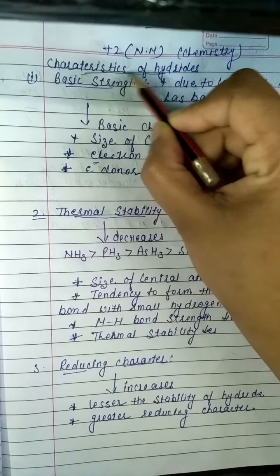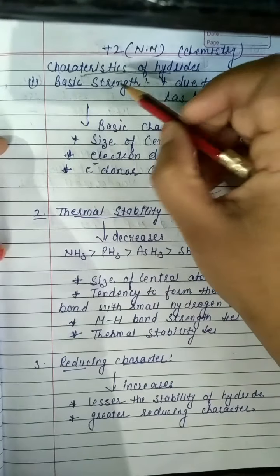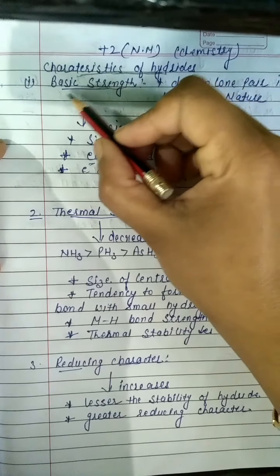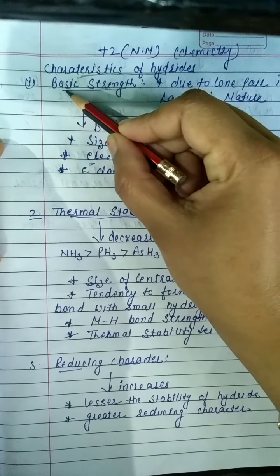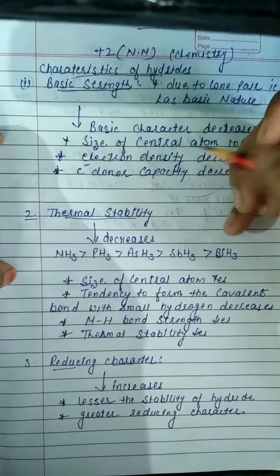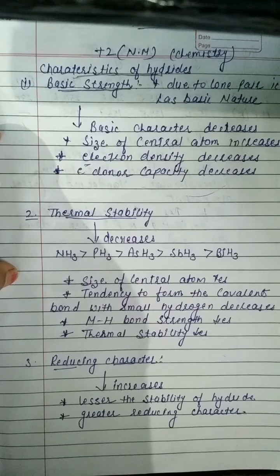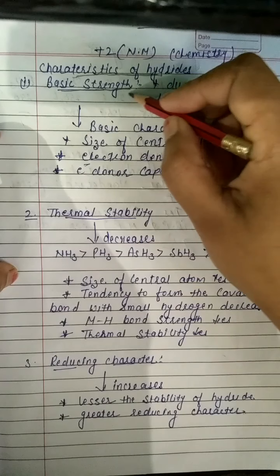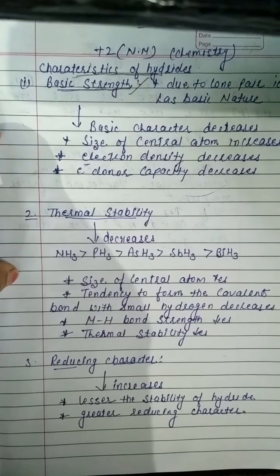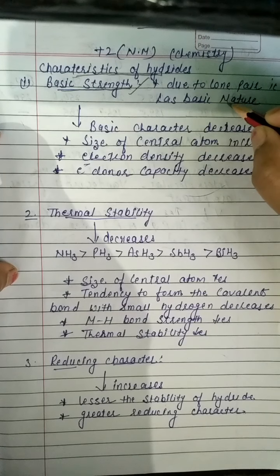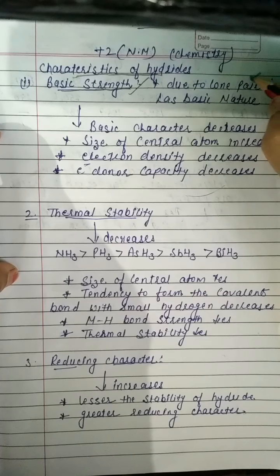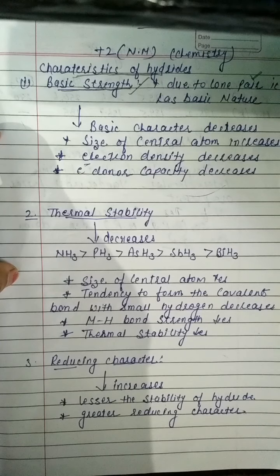What are the characteristics of a hydride? First is the basic strength. Mostly the hydrides of group 15 are basic in nature. What is the reason behind it? Why are they basic in nature? That is due to the lone pair present on the group 15 element. So they have a great tendency to donate that electron pair. That's why they are basic in nature.